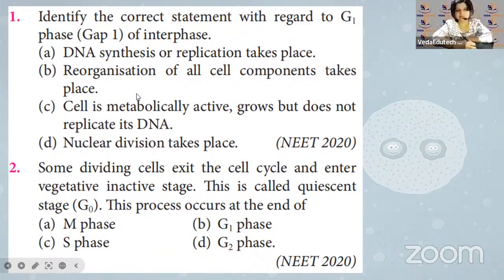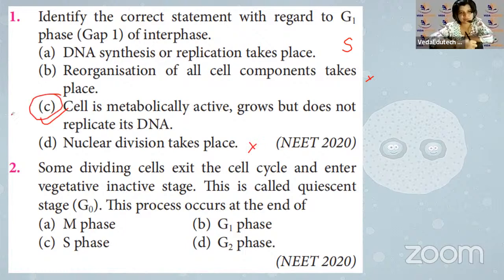Identify the correct statement regarding G1 of interphase. Okay. What happens in G1? DNA synthesis or replication takes place. No. It happens in which phase? S phase, right? Reorganization of all cell components. It is not that dramatic, right? Cell is metabolically active, grows, but does not duplicate its DNA. This is right. Nuclear division obviously doesn't take place. So the correct option is option C.